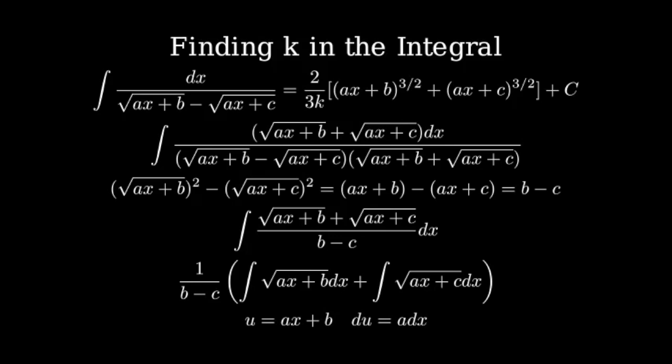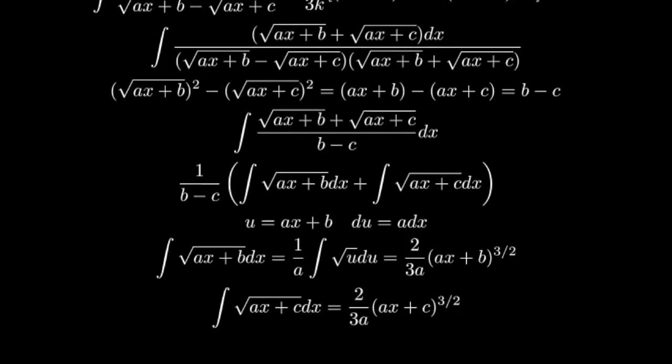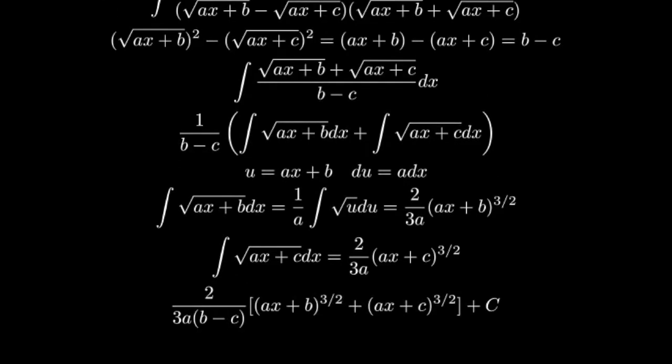For the first integral, let u equal x plus b, so du equals a dx. This gives us 1 over a times the integral of \sqrt{u} du, which equals 2/3 over a times u to the 3/2. Similarly, for the second integral, we get 2/3 over a times x plus c to the 3/2. Combining these results and factoring out the common terms, we get 2/3 over abc times the sum of x plus b to the 3/2 plus x plus c to the 3/2.